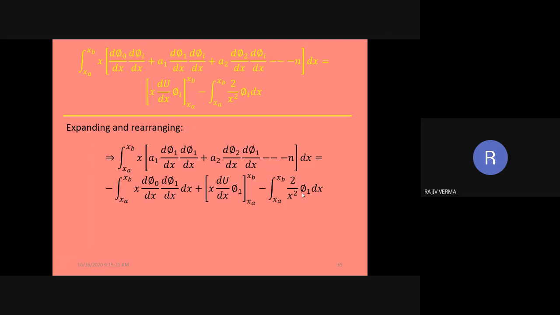So on the left, we have terms which are multiplied by a1, a2, etc. But on the right, we have the remaining terms. In the next slide, we will obtain n equations for I equal to 1 to n.